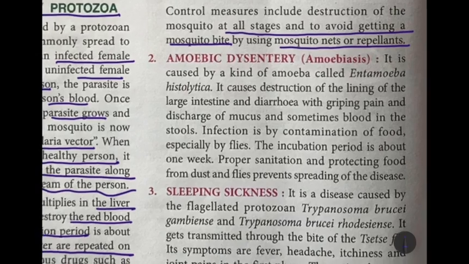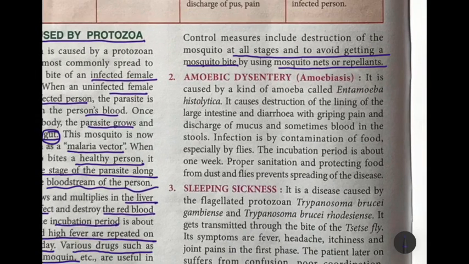Now next is amoebic dysentery, also known as amoebiasis. The causative agent is an amoeba. Again, it is a unicellular organism known as Entamoeba histolytica. What does it do? It destroys the lining of the large intestines. It goes inside through the food and then it attaches itself to the large intestine and destroys the lining. It starts eating it up.